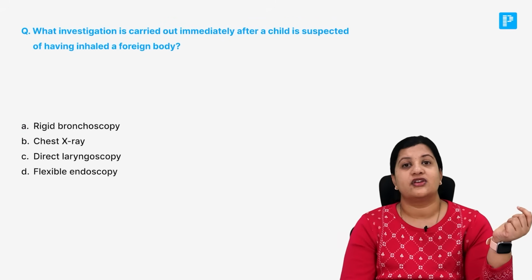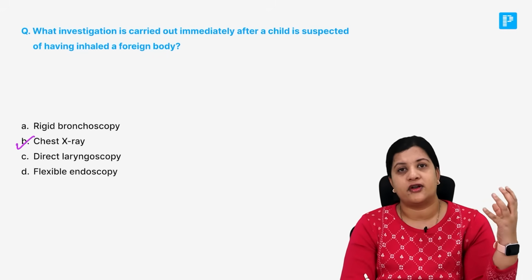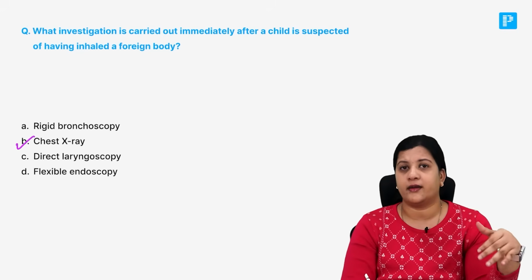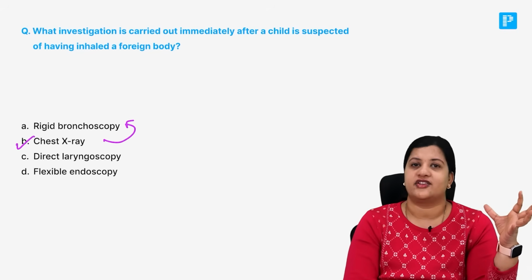What is the investigation carried out immediately for a child who is suspected to have inhaled a foreign body? So whenever we've learnt about foreign bodies in the airway, the first step is to do a chest X-ray, X-ray neck and abdomen. If that is not showing you the foreign body, then you go for rigid bronchoscopy.